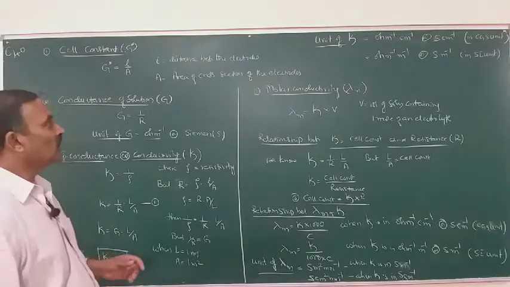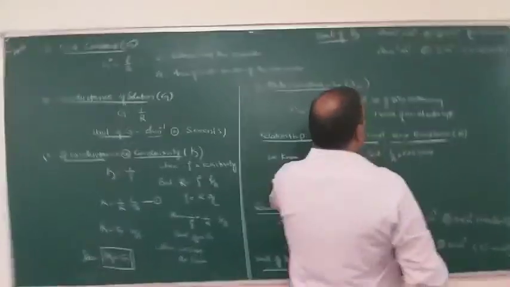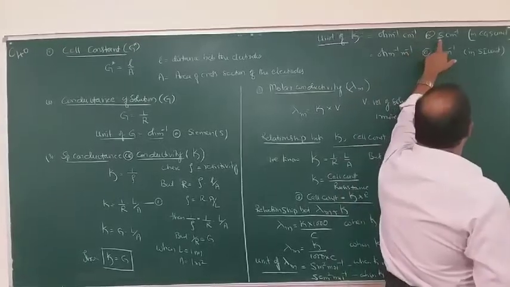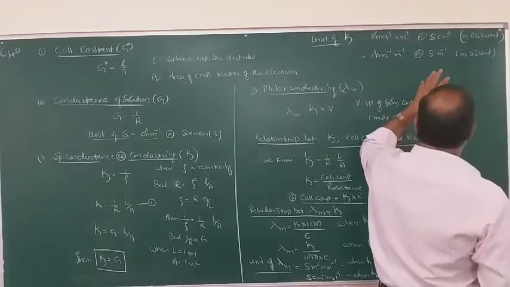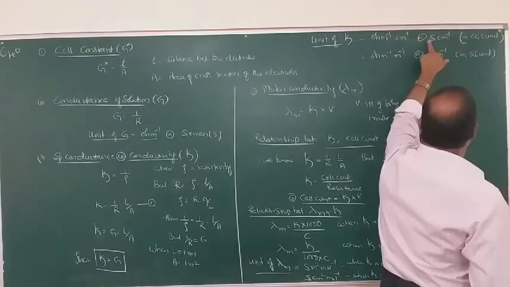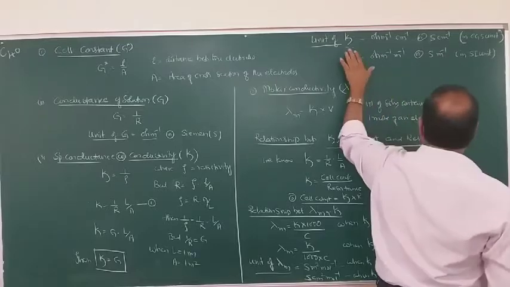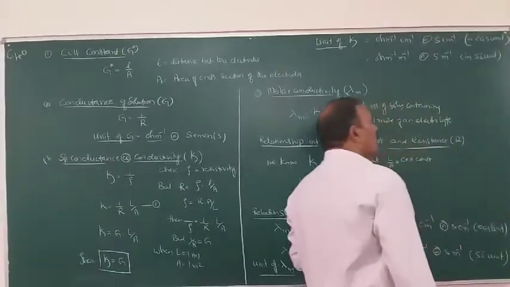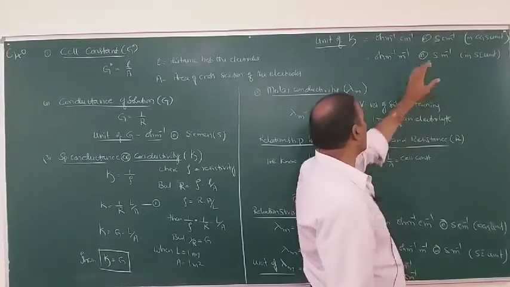Then coming to the unit of specific conductance, kappa is equal to ohm minus 1 centimeter minus 1. It is also called Siemens centimeter minus 1 in CGS units. So in problems, if kappa is given in CGS units, that is Siemens centimeter minus 1; in SI units, it is Siemens meter minus 1. In CGS unit, Siemens centimeter minus 1, in SI unit Siemens meter minus 1.